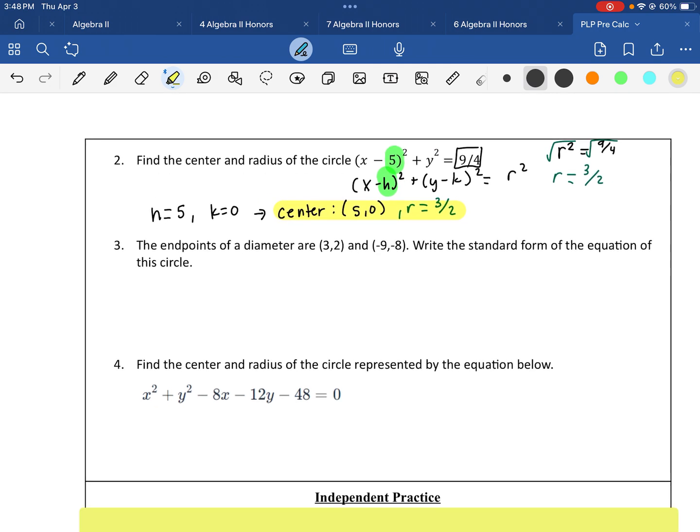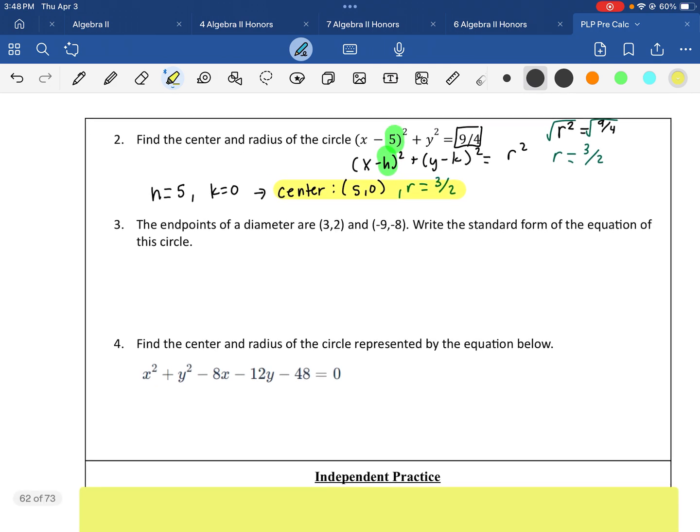All right, on to a little bit of a trickier problem here. The endpoints of a diameter of a circle are (3, 2) and (negative 9, 8). We're going to write the standard form of the equation of the circle.